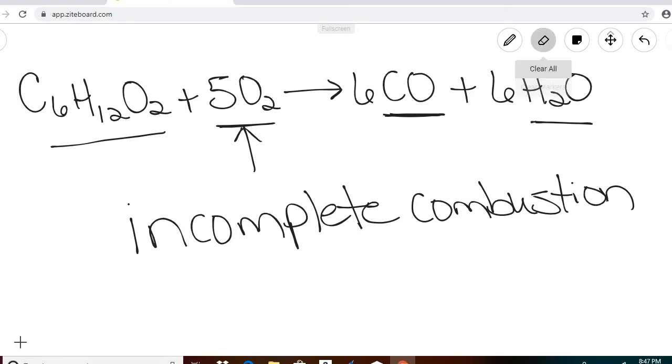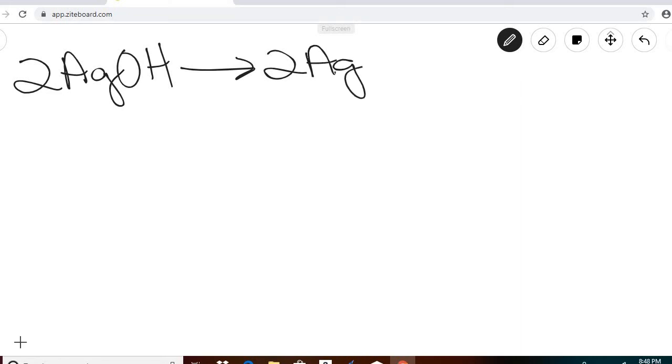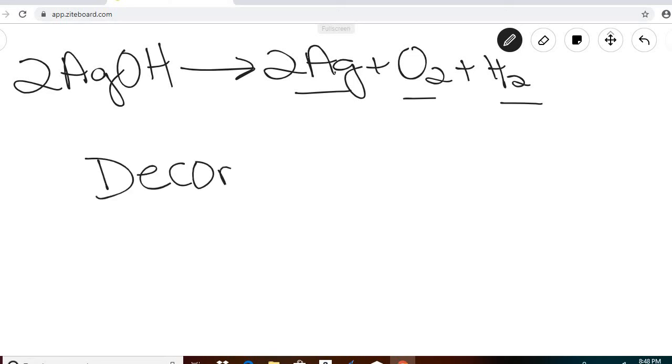And then last one is, here's the balanced equation. Silver hydroxide. Okay, so there's our equation. So we start with silver hydroxide, and it breaks down into silver and oxygen gas and hydrogen gas. So this is a decomposition reaction.